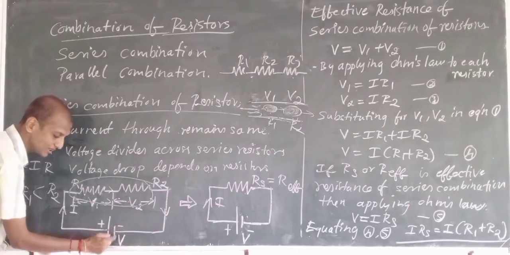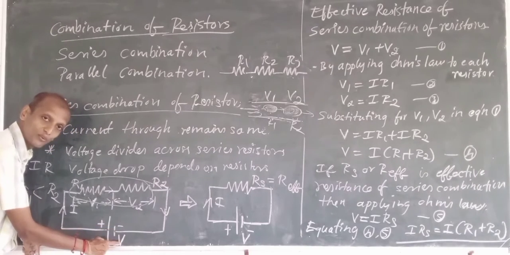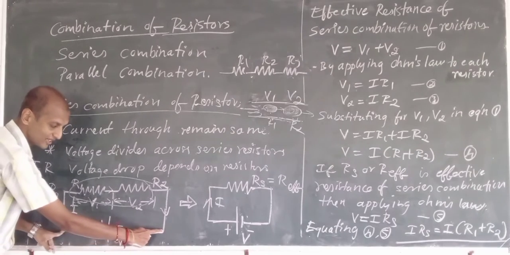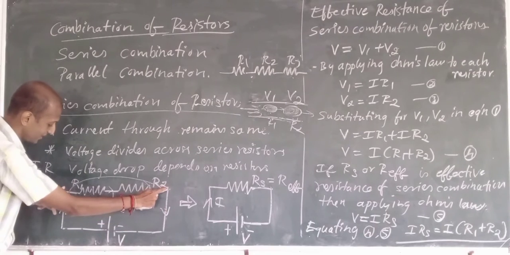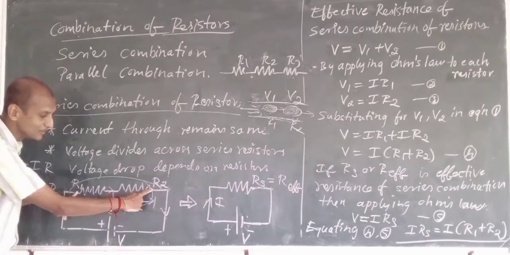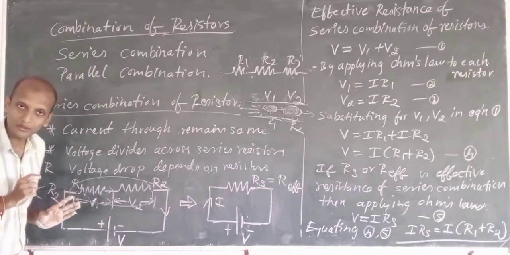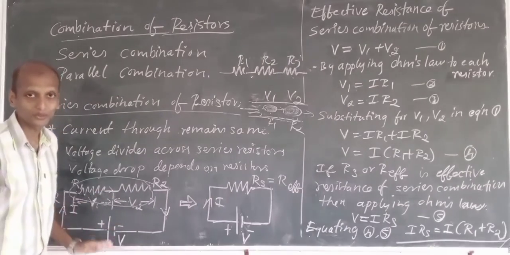So the voltage across these two points, what is that potential difference? It is V volts, isn't it? Here it is V volts, and here and here it is again V volts. So now V is equal to V1 plus V2. Correct or not? So the applied voltage will be equal to V1 plus V2.